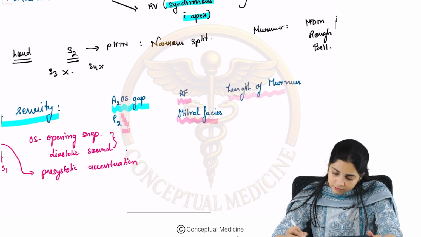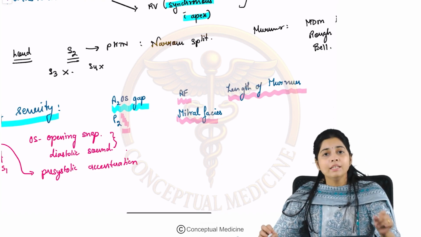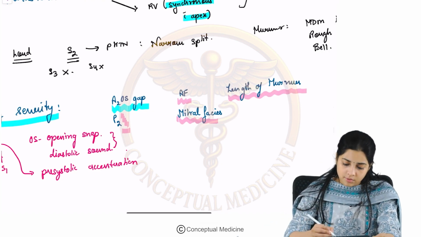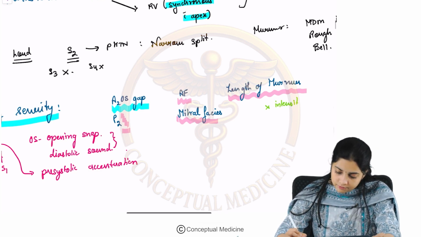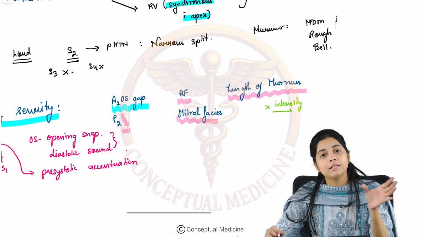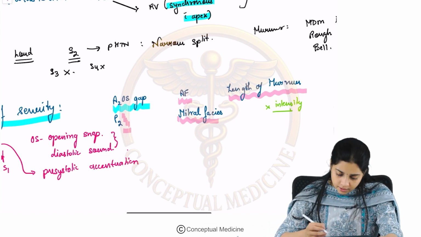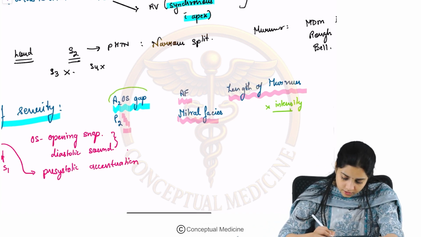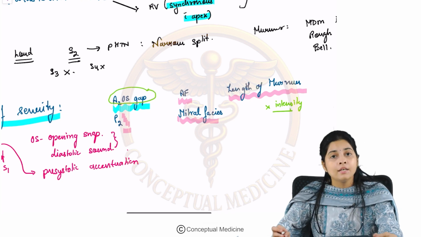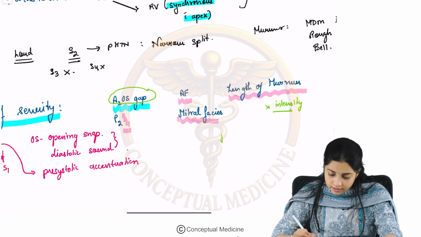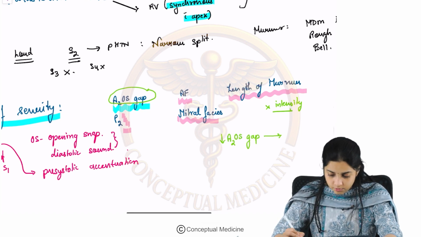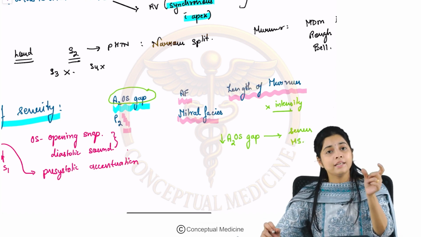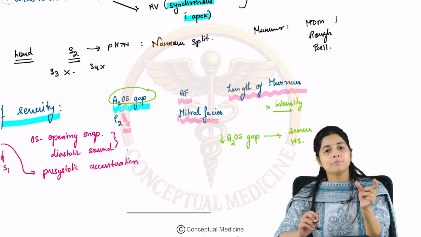Also, the severity of the MS is determined by the length of the murmur. Remember, not the intensity. The severity of MS is determined by the length of the murmur. And what is the importance of the A2-OS gap in identifying the clinical severity? Decreased A2-OS gap means more severe is the MS. As the A2-OS gap shortens, which means what?